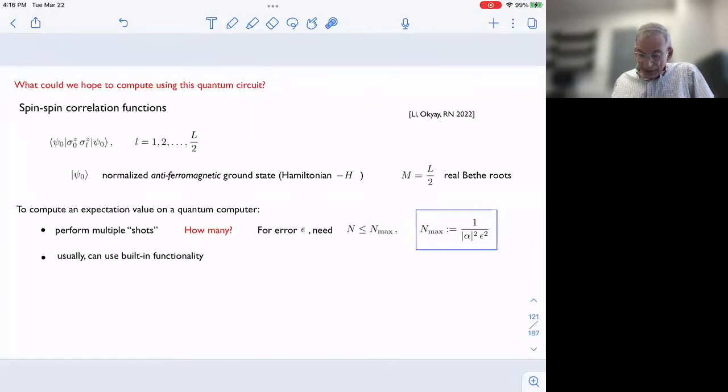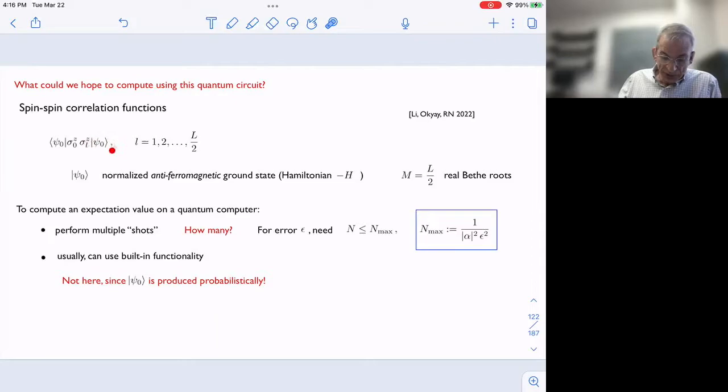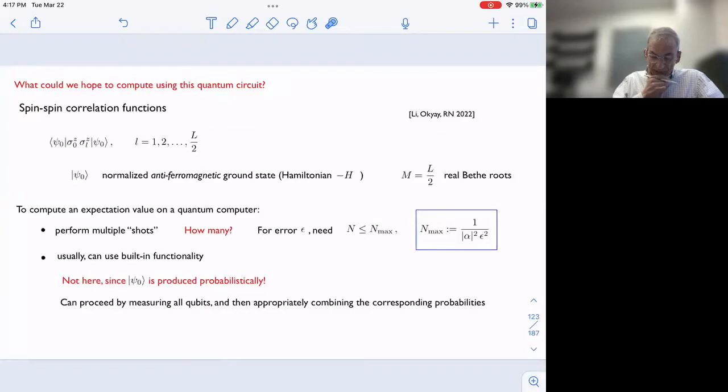And also, okay, when you perform the shots, how do you compute this expectation value? So usually you would use some built-in functionality in, say, Qiskit to compute the expectation value. But here, we can't do that because, as I argued before, the state here is produced probabilistically, so not deterministically. So the usual built-in functionality won't do. But it's not hard to see that you can proceed by measuring all the qubits and then appropriately combining the corresponding probabilities. Maybe since time is getting short, maybe I'll skip this part.